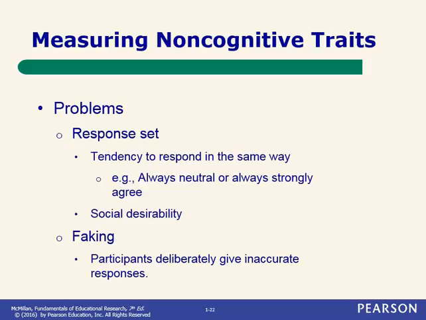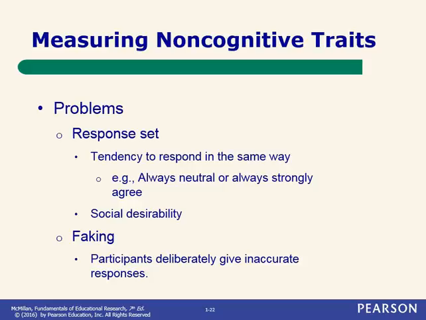One of the issues that we also see is a response set. If someone starts down a page and starts with clicking on always neutral or always agree or strongly agree, they're probably going to continue in a pattern of picking that same response because they get used to clicking in the same part of the screen.